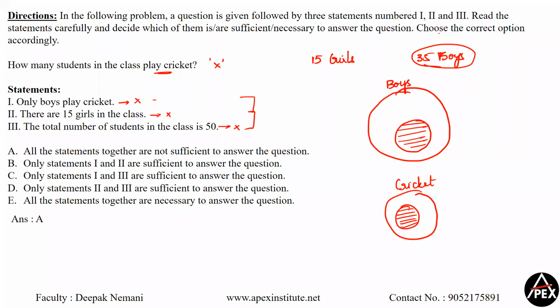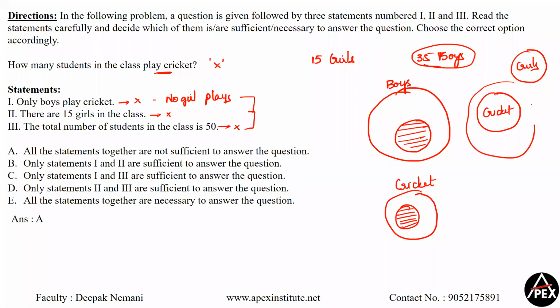Only boys, not all boys. Only boys play cricket. So what is the meaning of this statement? No girl plays cricket. That means cricket and girls intersection will be a null set. This is cricket. These are the girls. So there will not be any intersection between these two. Boys can be anywhere. Okay, that's the reason I asked you whether syllogism is completed or not. Is it clear now?